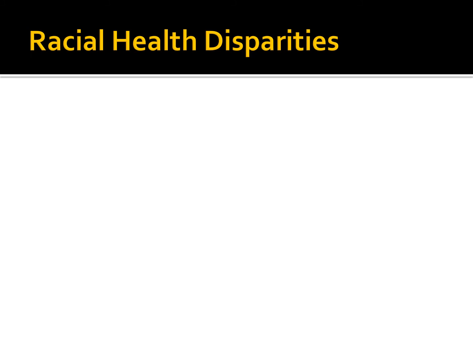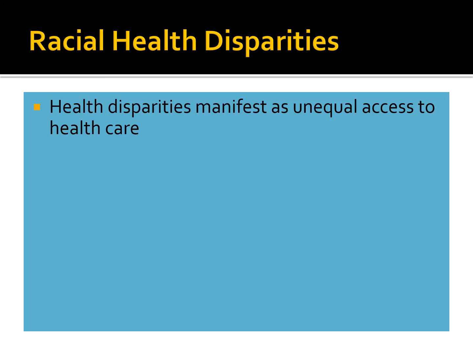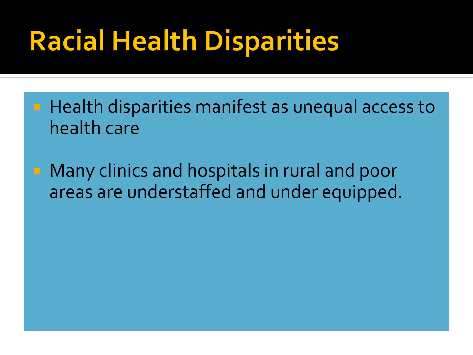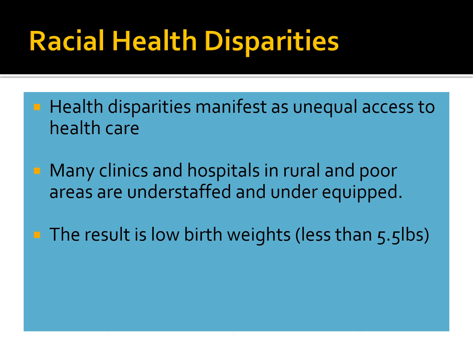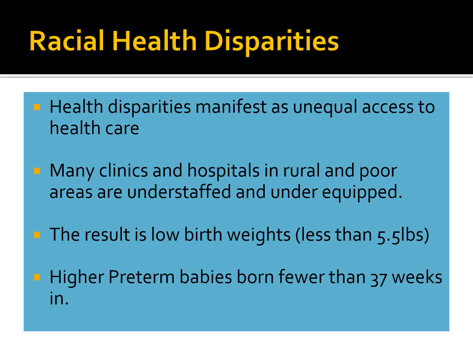Where we do see racial health disparities is not in the manifestation of disease, but rather in the access to healthcare, right? Many clinics and hospitals in rural and poor areas are understaffed and under-equipped, right? And the result of these disparities is lower average birth weights for minority parents, right? And there are higher rates of preterm babies, born at fewer than 37 weeks, in these areas that have huge degrees of unequal access to healthcare.